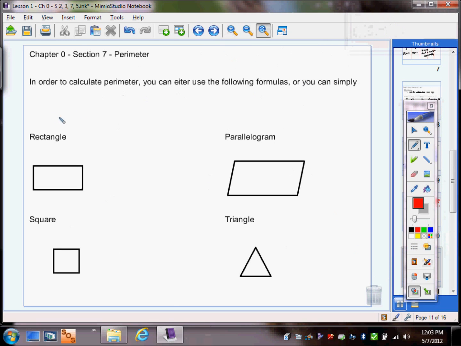Where's my recorder? Or if you don't want to memorize the formulas, you add up all the sides. Okay. But I'm going to give you the formulas too. This is the length. This is the width. So the perimeter of the rectangle is 2 times the length plus 2 times the width. Or you can take this width, you can take this length, and you can just add them all up.